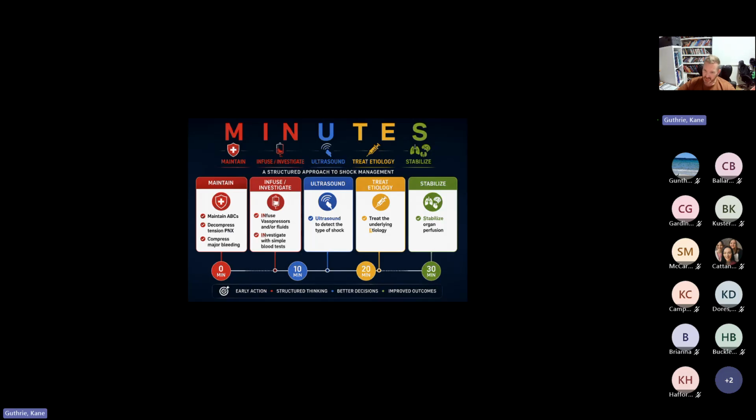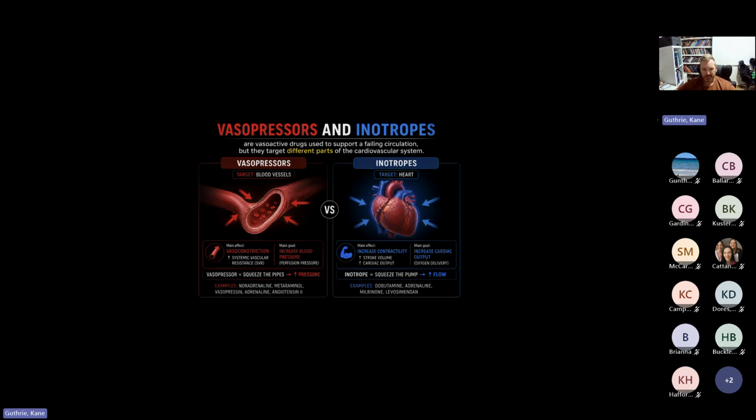Then we want to start treatment of the underlying etiology. If they look like sepsis, we want to get antibiotics in early. If they're bleeding, we want to think about things like tranexamic acid, anticoagulation reversal, and fluid resuscitation with blood products. We want to try and stabilise these patients early and aggressively. So think of it on this MINUTES structure as you're approaching these patients.